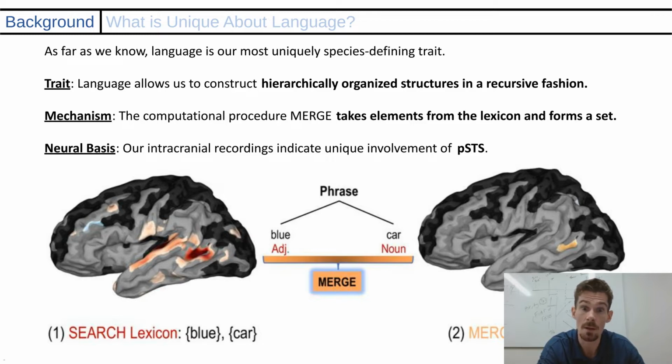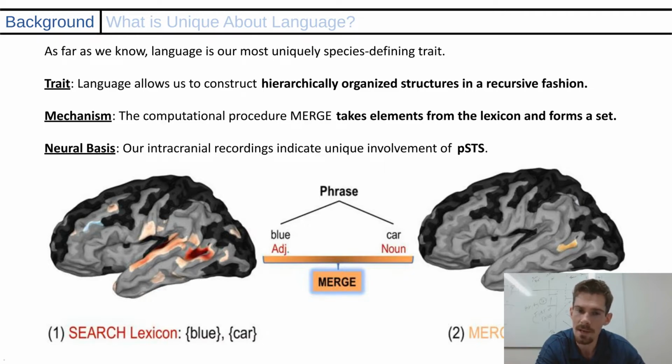Even something simple like a blue car has a unique structure to it, as I mentioned. It's not simply blue plus car, it's something a little bit different. There's a kind of unique asymmetry going on here. They've also identified a possible mechanism, the mechanism being the computational procedure, what linguists call merge, which simply takes elements from the lexicon and forms a set, it forms structures.